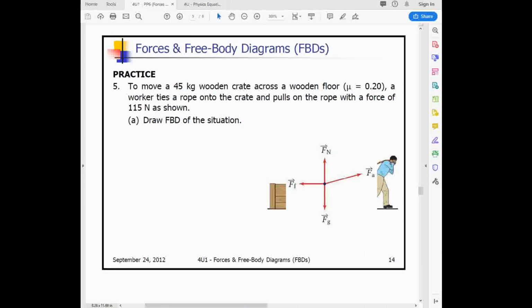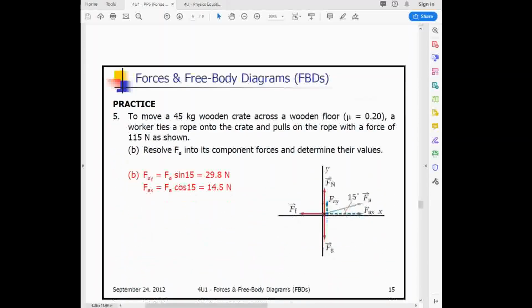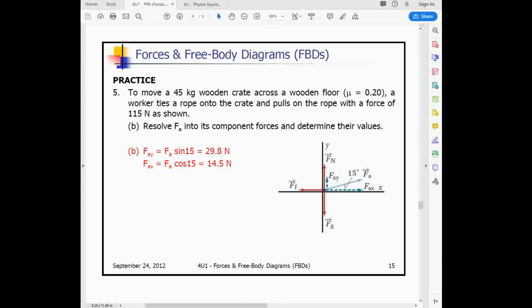So here's a person pulling at an angle. That same question again. Drawing the free body diagram, we have the Fn and Fg that are perpendicular to the floor, opposing each other in opposite directions. We have the FF, which is parallel to the floor, but the FA is at an angle. So if we're to break that up, it would look like this. That FA, which was 115, would have to be multiplied by cosine of 15 to find the x, and sine of 15 to find the y.